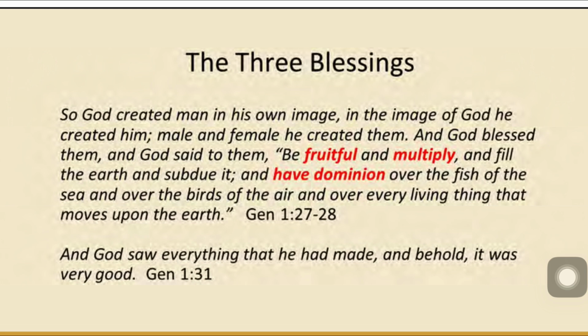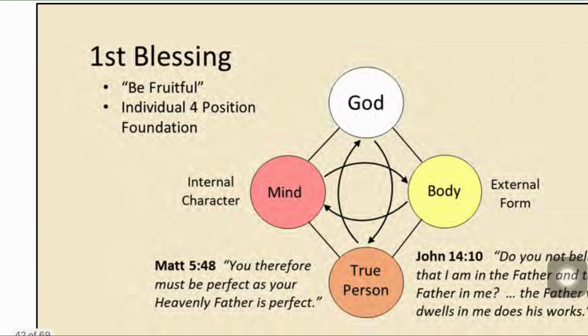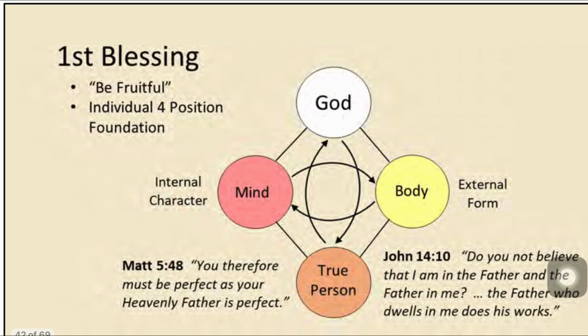He said this, God created everything, and then when He looked at it, it was very good. Why? Because it reflects Him. His nature is reflected in the creation, and God can experience joy by that. So, the first blessing is actually to be fruitful. What is fruitful? Fruitful means to become mature.